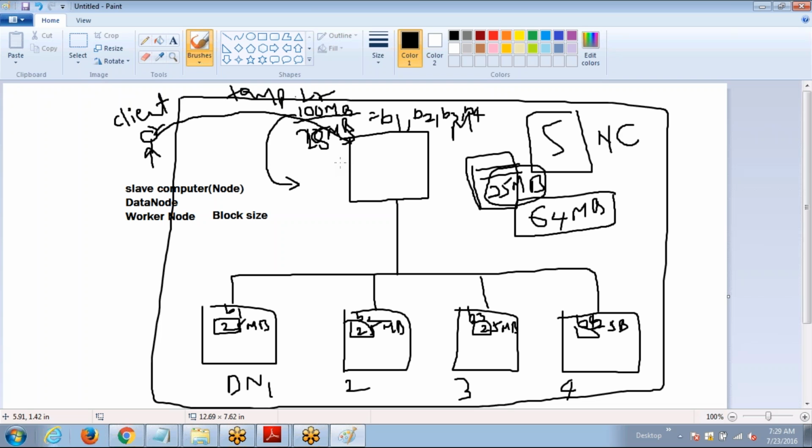Can any one of you answer me? If I divide this 100 MB of data into a number of blocks, and each block size is 64 MB, then how many blocks of data am I going to get out of this temp.txt file, which is 100 MB?